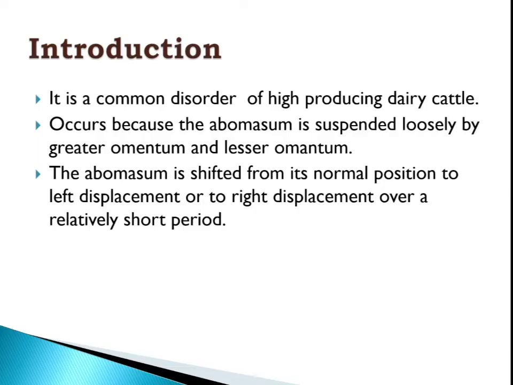Now let's move forward, and firstly the introduction. It is a common disorder of high producing dairy cattle. It occurs because the abomasum is suspended loosely by greater omentum and lesser omentum. The abomasum is shifted from its normal position to left displacement or to right displacement over a relatively short period.